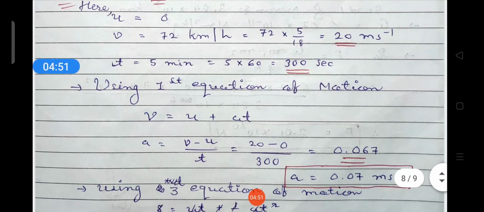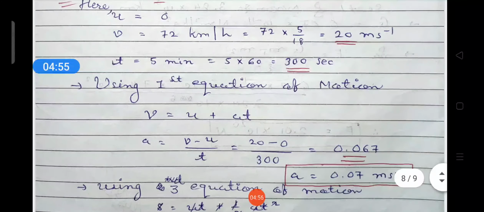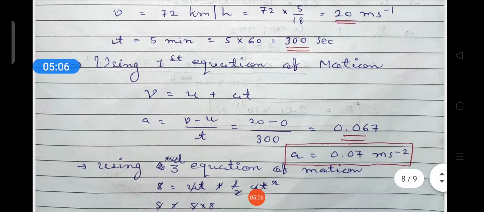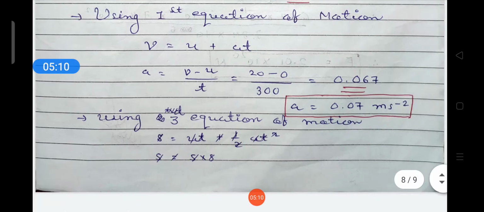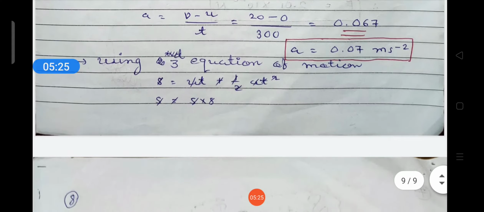When you convert into meter per second, it is 20 meter per second. Time is 5 minutes given, so 5 into 60, that is 300 seconds. Now using the first equation of motion, v is equal to u plus at, so a is equal to v minus u by t, so 20 minus 0 upon 300. You will get 0.067, or approximately 0.07 meter per second square.